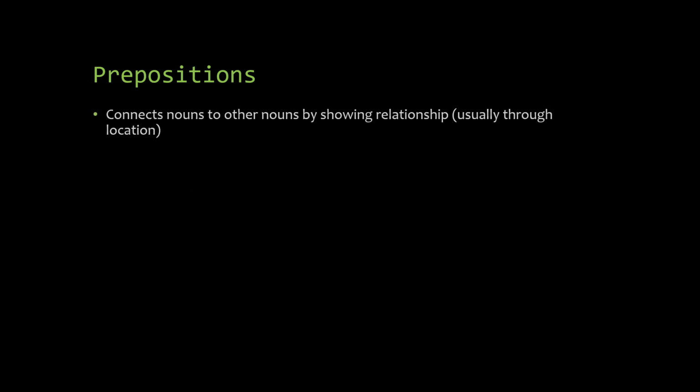In other words, a noun that relates in distance or in time to another noun can be connected by a word called a preposition. And again, this usually shows the relationship between two or more nouns, really, using location or time. So I'll give you an example here.